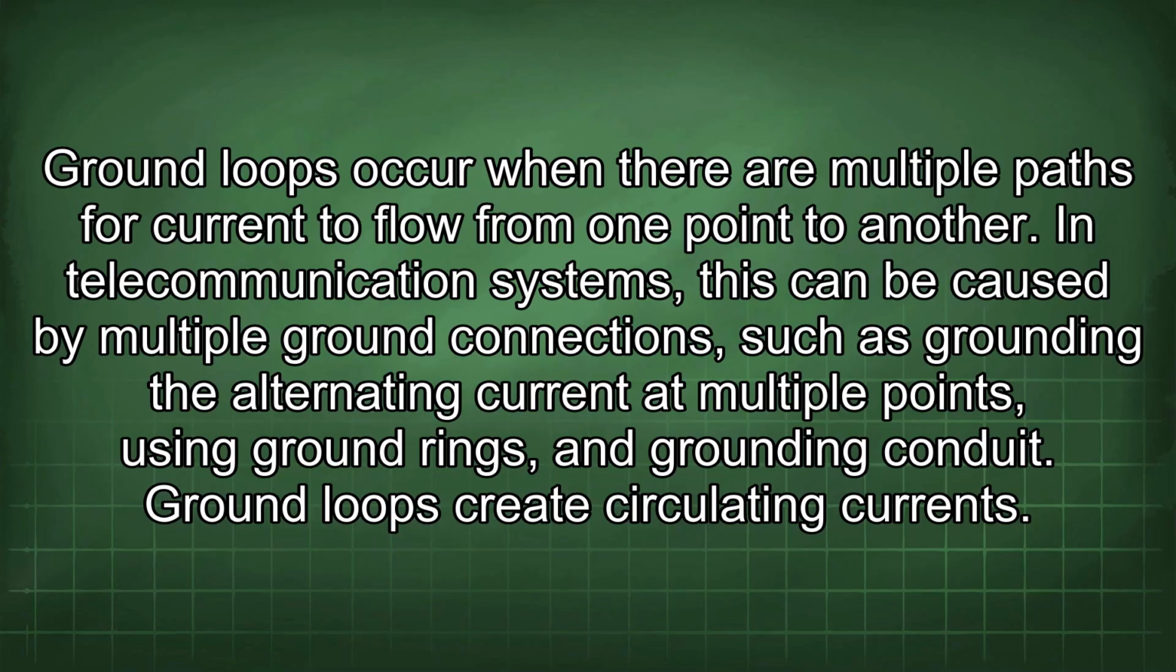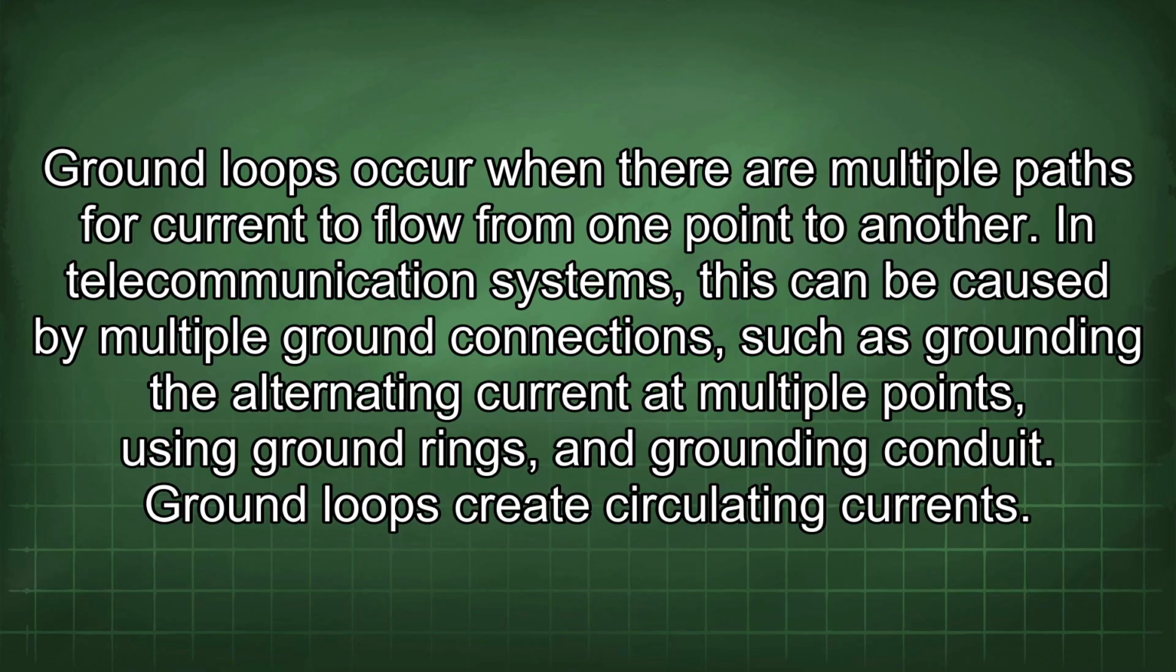Ground loops occur when there are multiple paths for current to flow from one point to another. In telecommunication systems, this can be caused by multiple ground connections, such as grounding the alternating current at multiple points, using ground rings and grounding conduit.